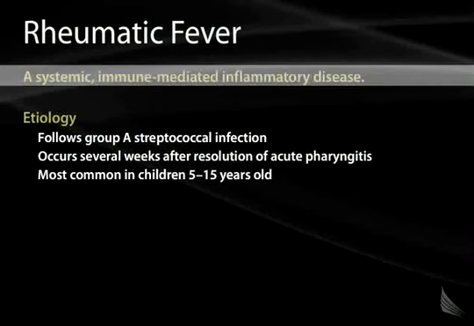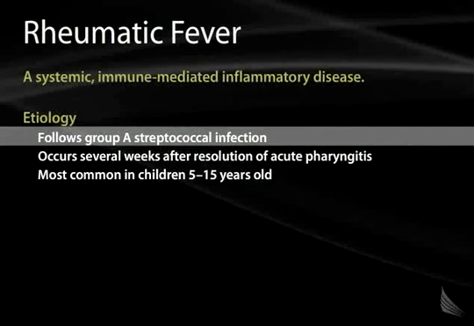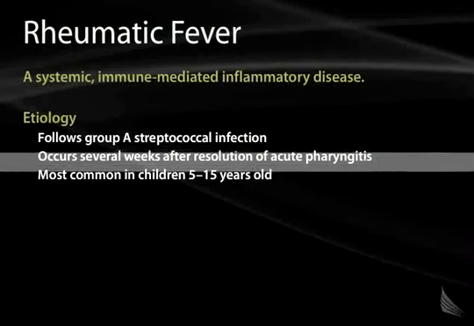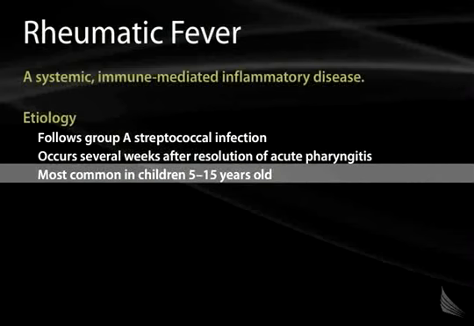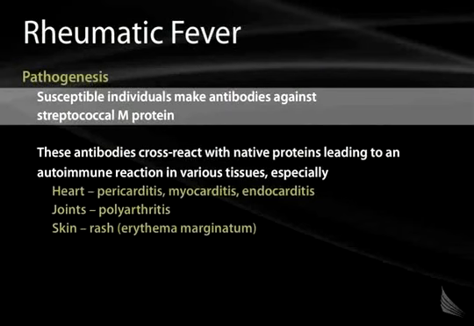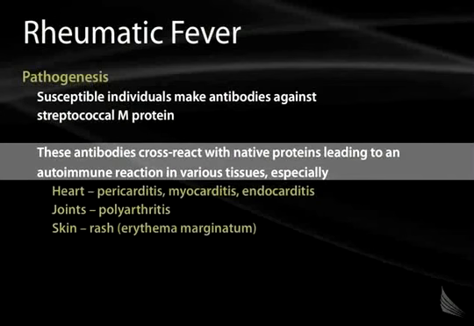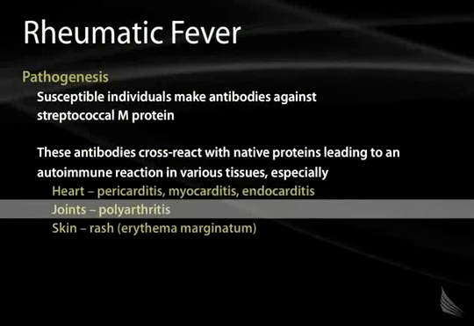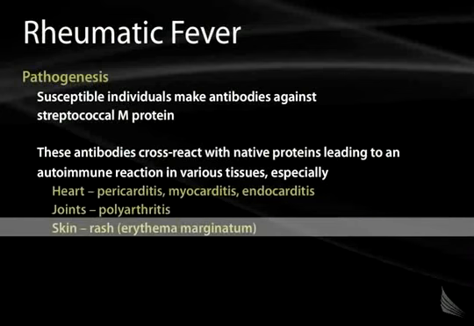Rheumatic fever is a systemic immune-mediated inflammatory disease that follows group A streptococcal infection. It occurs several weeks after resolution of the acute pharyngitis. It's most common in children 5 to 15 years old. Susceptible individuals make antibodies against streptococcal M protein, and these antibodies cross-react with native proteins, leading to an autoimmune reaction in various tissues. The most affected tissues are the heart, where it can cause pericarditis, myocarditis, or endocarditis, the joints leading to a polyarthritis, or the skin causing a classic rash known as erythema marginatum.